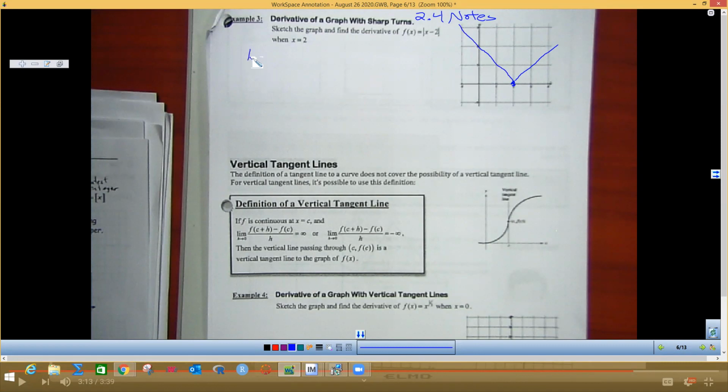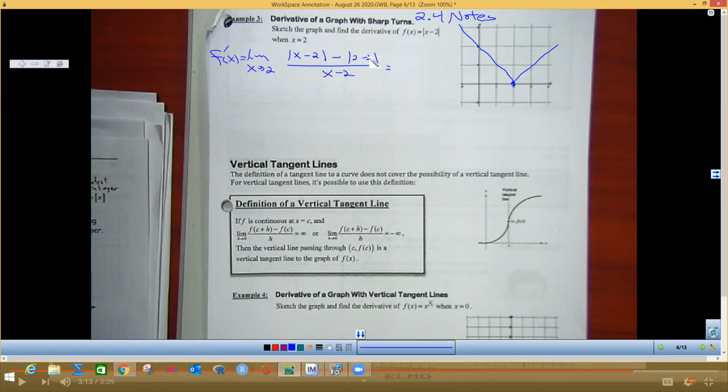So we're going to do the limit as x approaches 2, and we're going to use our definition from the other stuff. So this is my function, the absolute value of x minus 2, that's the function f of x, minus the value that we get when we plug 2 in for that x. So this would be the absolute value of 2 minus 2, all over x minus 2. This is one of the definitions we had for a derivative back before on some earlier notes.